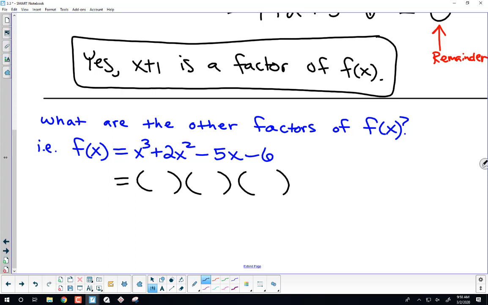Well, we know one already. We know one of them is this one here, x plus 1. So x plus 1 is a factor. What are the other two? Or how do we find them? Synthetic division, right? If I told you 35 is a factor of 70, how do you find the other factor of 70? You have to take 70 and divide it by 35. So we have to take our f of x and divide it by what we know as a factor.